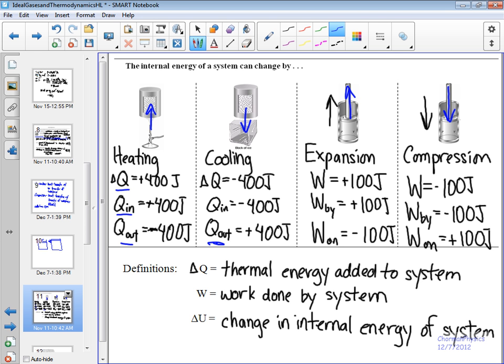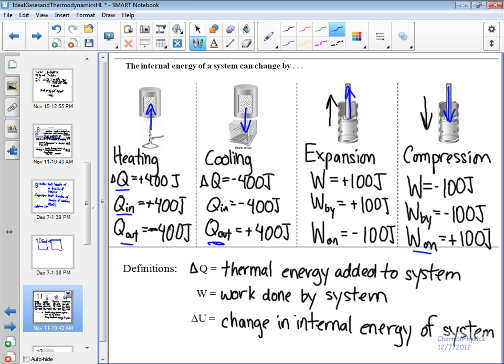And so in order to compress it, we have to add energy to the system. The work is being done on the gas, increasing the energy of the gas. So we say the work here is negative 100 joules, okay? In other words, the work done by the gas is negative 100 joules because the work is actually being done on the gas, not by it, okay?